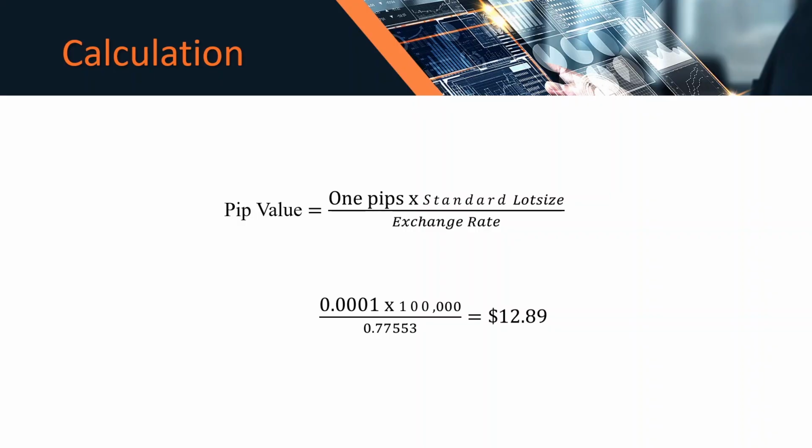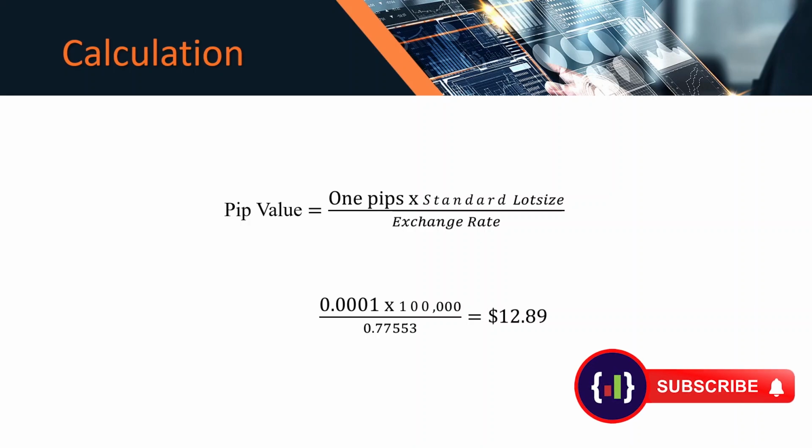So our standard lot size is 100,000 units, right? Then divided by the current exchange rate, precisely the bid price. So in the case where you are a programmer who is trying to make a calculator, this is how it works. Now that we've gotten the pip value, then we can insert our values.